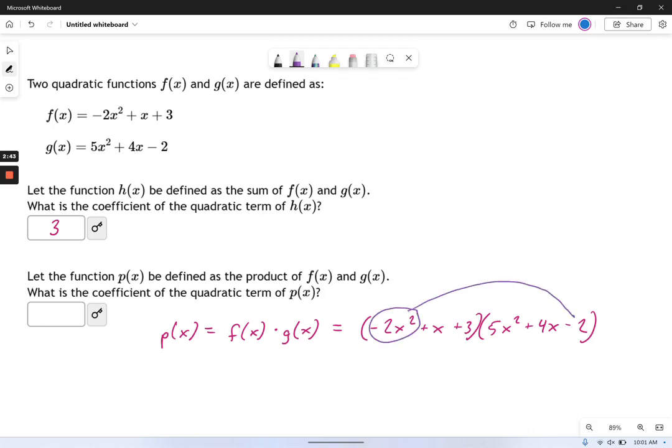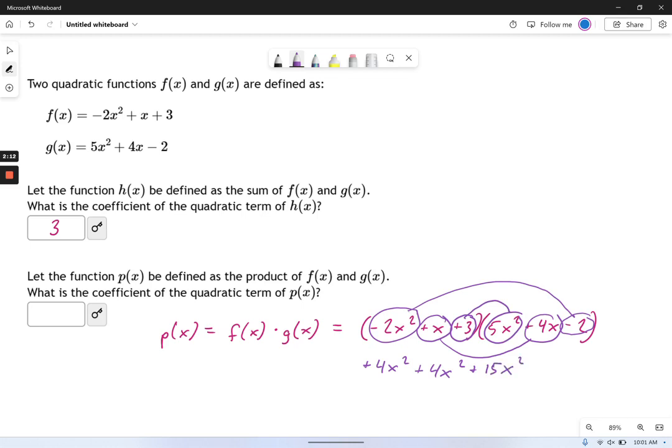One way you can do it is by multiplying -2x squared times -2. That gives you positive 4x squared. Another way you can do it is by multiplying x times 4x. Okay, that gives you plus, well, it's another 4x squared. And the last way you can get quadratic terms is by multiplying 3 times 5x squared. And that gets you 15x squared.